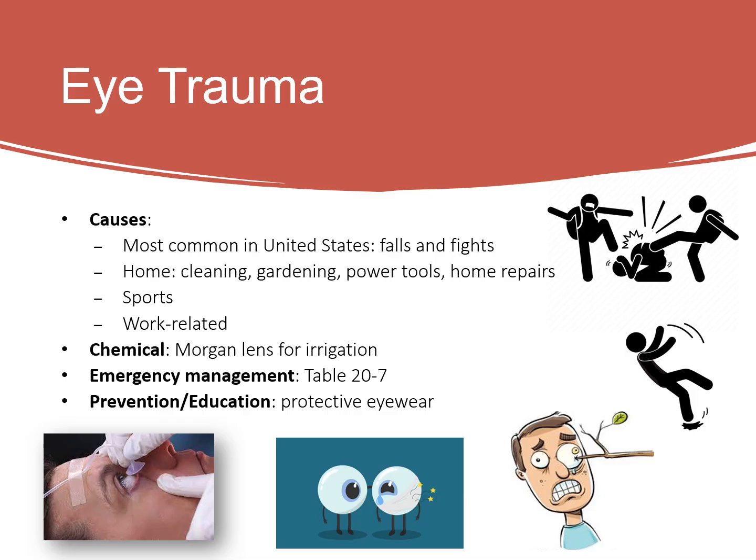For chemical eye trauma, you see in this first picture here, this is called a Morgan lens. We use it for irrigation. The irrigation solution is just there to flush out any debris or liquid or anything that's in the eye. The emergency management table is 20.7. We're going to see that in a second. And the education is protect your eyes. There's lots of different things you can buy, face shields, goggles, etc.